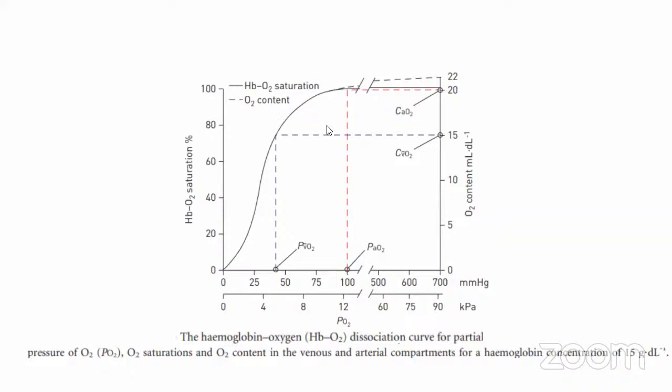Sir, one question. Which is the best site to get a mixed venous blood sample? The best site is catheterizing the right heart, sir, and sampling from the RA. But that is too invasive.